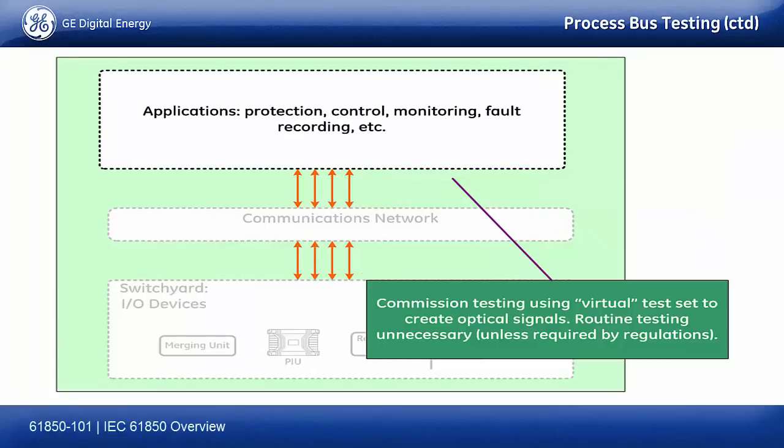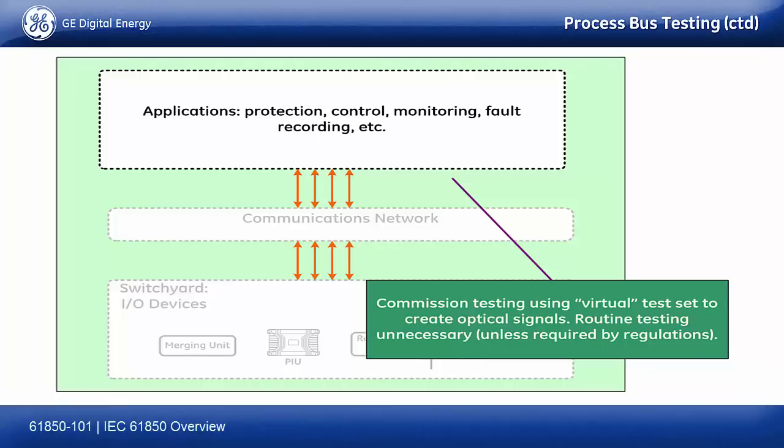With relays, you can do testing with a virtual test set to create optical signals during commissioning. Routine testing is no longer necessary, because I've removed all the I/O and parts that fail. All that's left is the microprocessor piece, which either works or doesn't work. We know if it doesn't work, so I don't do routine testing.